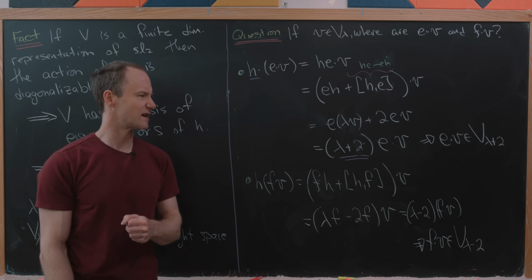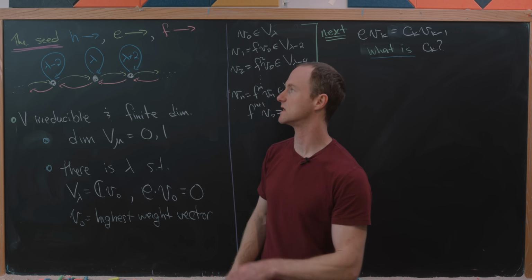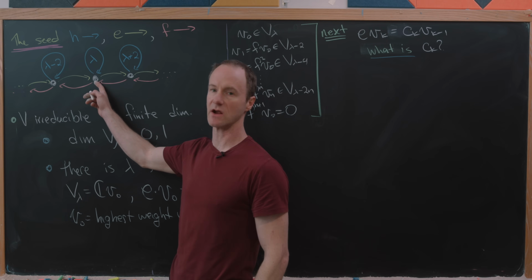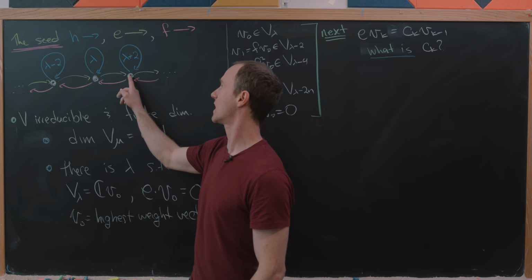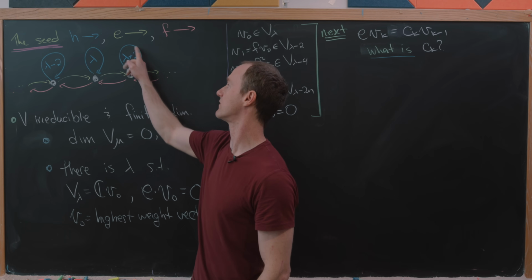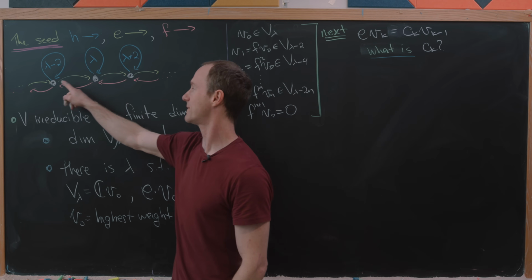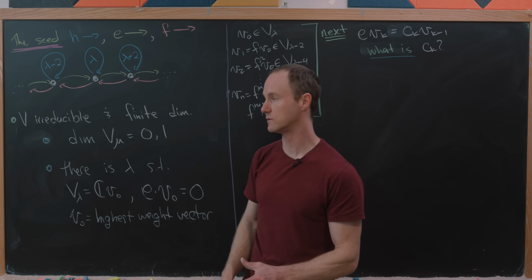So let's look at the seed of what this is telling us. The seed that we've just seen is the following. If we've got this vector right here that has H eigenvalue lambda, then if we push it up with E, we get an eigenvalue of lambda plus 2, and so on and so forth. If we push it back this way with F, we get an eigenvalue of lambda minus 2.